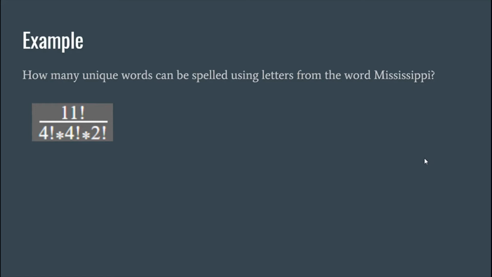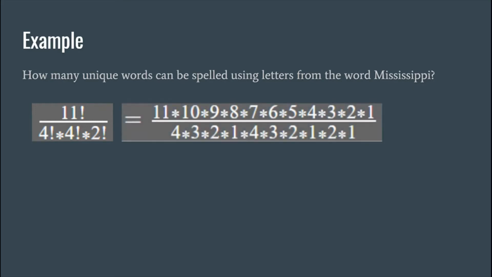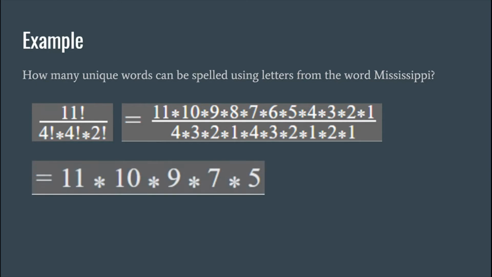Now I'll expand these and then cancel out. I'm going to do this canceling out in one step. That leaves me with this, and from here I'll just simplify, and I get this. So we can have a total of 34,650 words. It's just words, which includes nonsense words, not necessarily just regular words. And that's how we use the special permutation.